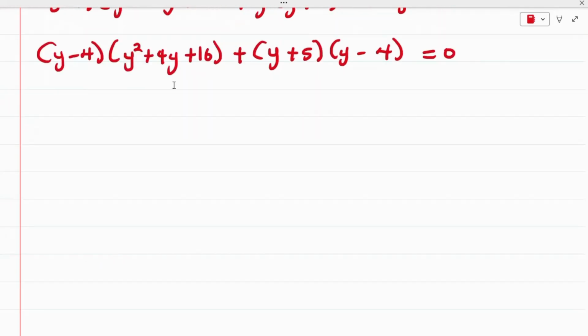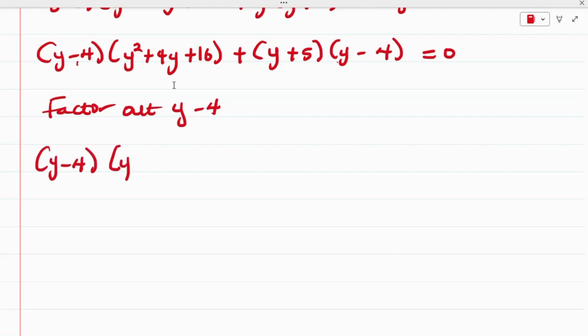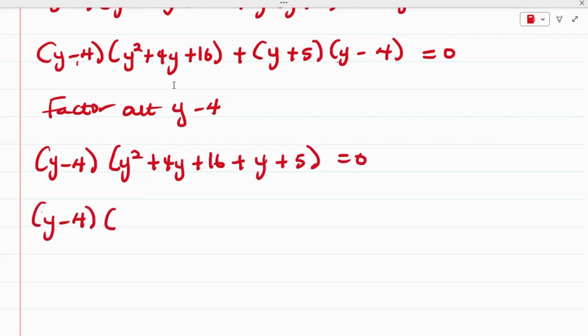So at this point we have y minus 4 to be common to this and to this side, so factor out y minus 4. If you factor out y minus 4, we have this to be y minus 4 into y squared plus 4y plus 16 plus y plus 5, and this is equal to 0. So we have y minus 4 multiply y squared plus 4y plus y is going to give us plus 5y, plus 16 plus 5 is 21, and this is equal to 0.